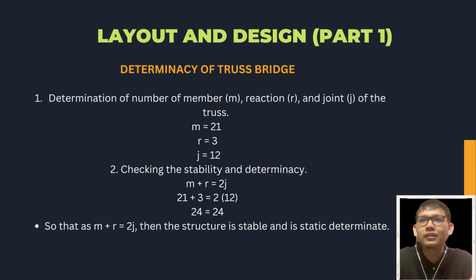First, we need to find the determinacy of the truss bridge. For the bridge, we have member 21, reaction 3, and joint 12. After that, we will use the formula to check the stability, which is M plus R equals 2J, and then we get 24 equals 24, which means the structure is stable and it is statically determinate.